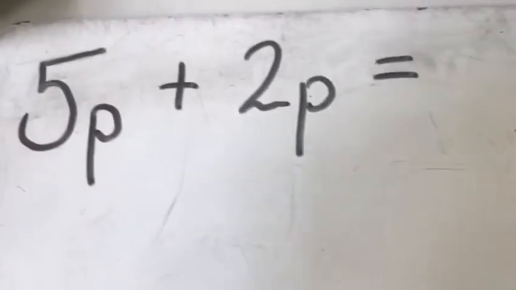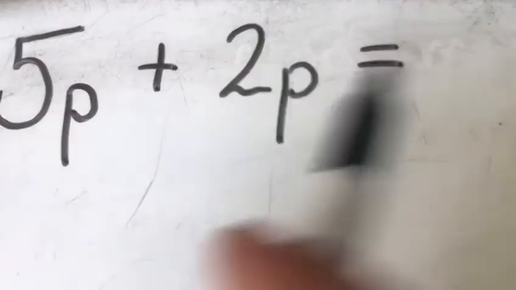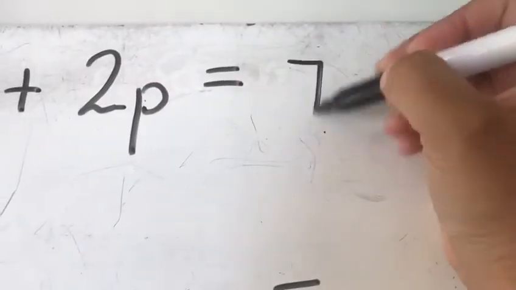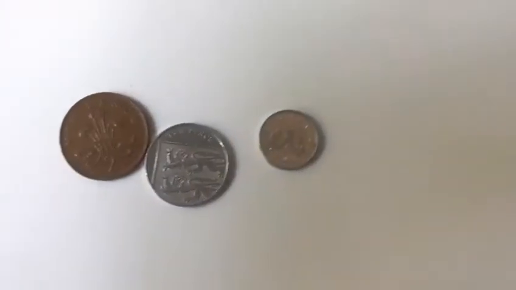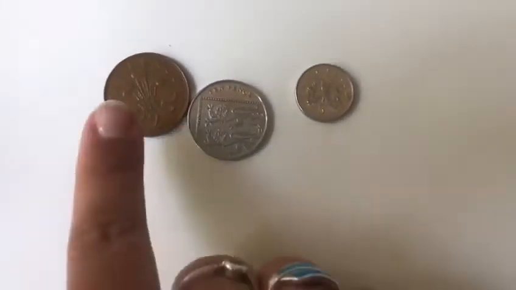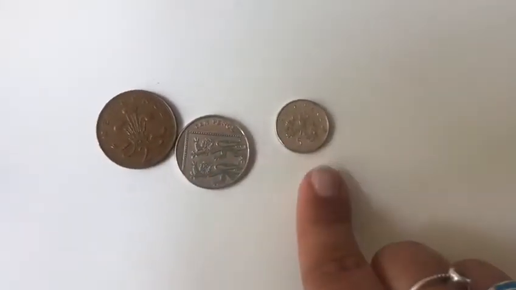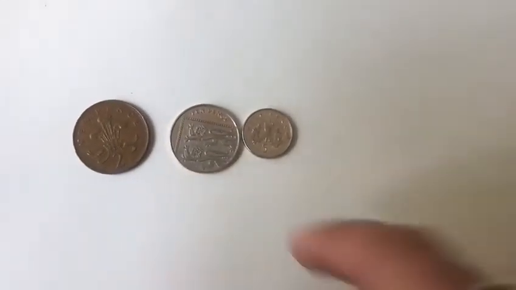So I can add that to my sentence. 5p plus 2p equals 7p. Now, what about if I were to add another coin? I now have 3 coins to add. I have a 2p, I have a 5p, and I now have a 10p coin.